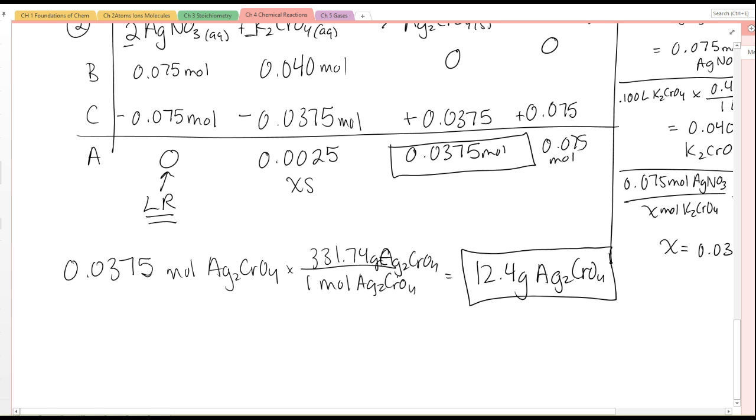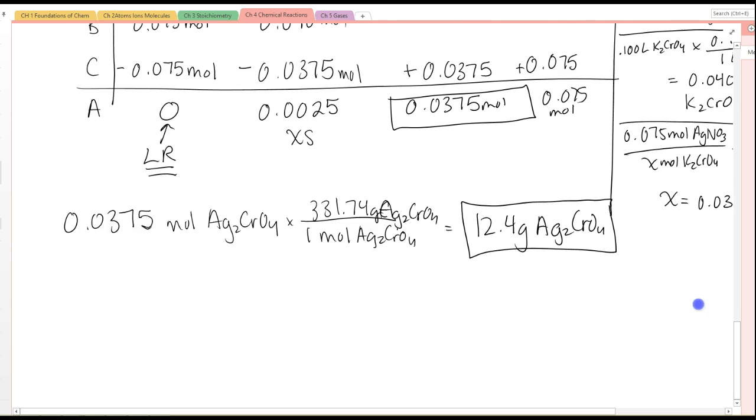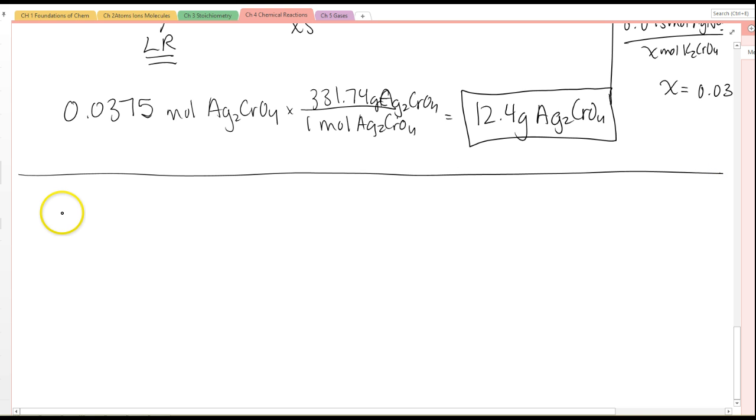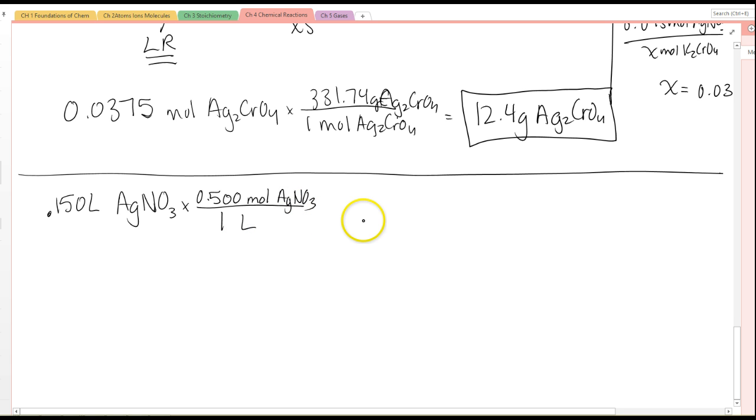All right, so that is one method for solving this problem. The alternative method is to just do the stoichiometry conversion all the way across for both of them and pick which one is the limiting reactant at the very end. So let me show you that method. You would start with your 0.150 liters of silver nitrate, because it said 150 milliliters, so I just converted that. Convert that then using your concentration. There's 0.500 moles of silver nitrate per 1 liter of solution. So my liters are going to cancel.